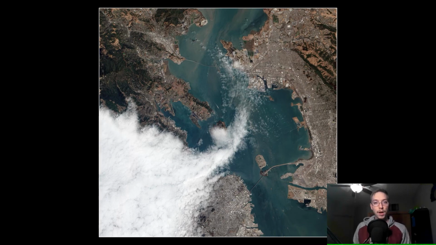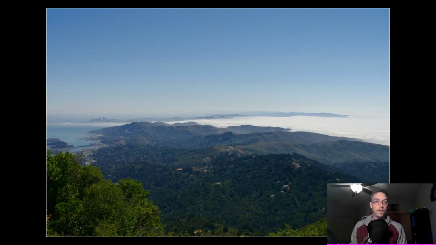You can see here, this is actually a form of advection fog. We have a marine layer pushing in here. Here's San Francisco and Oakland. You can see the same thing here. This is that marine layer pushing in. Marine layer forms from this temperature inversion that caps and maintains and drives fog and cloud formation in the near surface area.